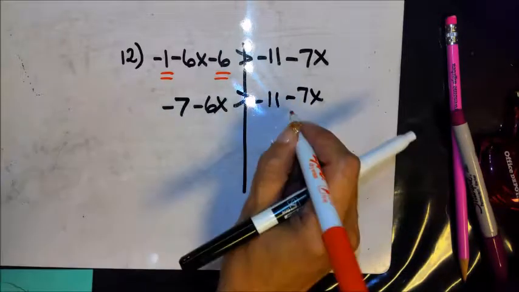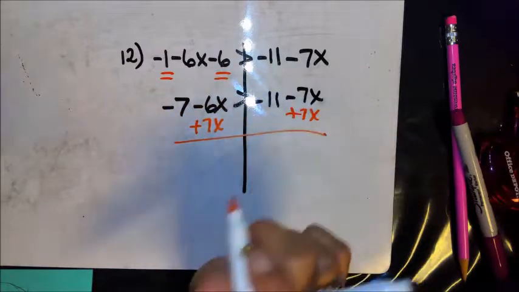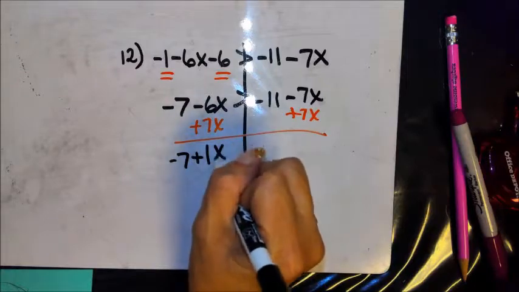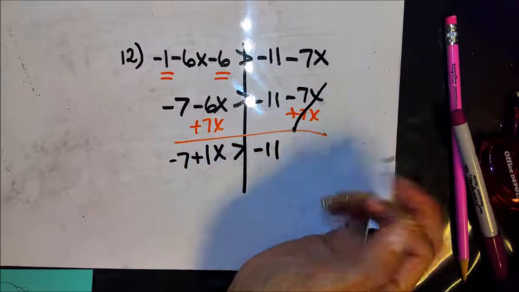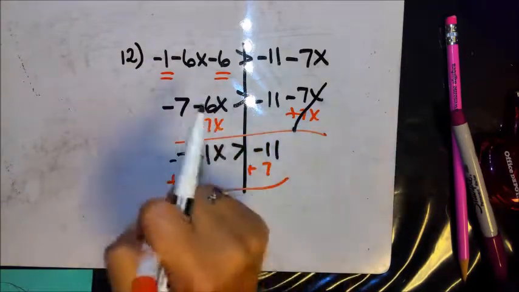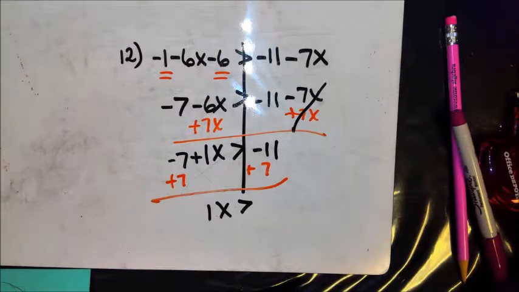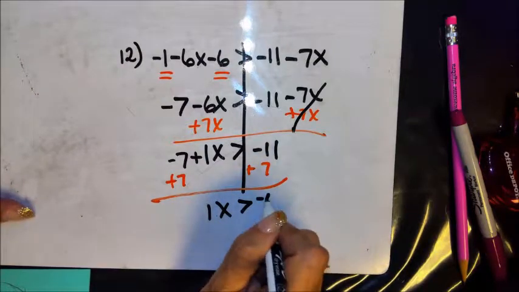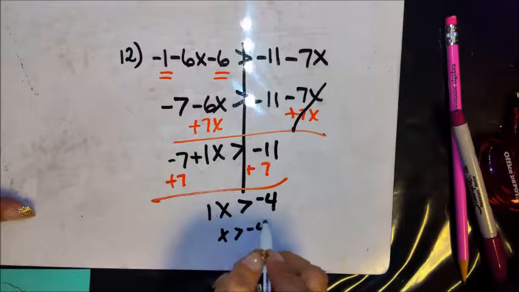I'm going to move this 7x to the other side. So -7 plus 1x greater than -11, and those cancel out. I'm going to add 7 to both sides. So 1x greater. I almost made it. Okay, -11 plus 7 will be -4. And then, so x is greater than -4.